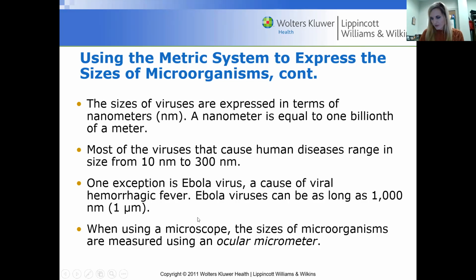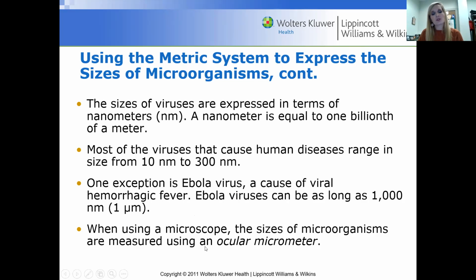The exception, as far as our viruses are concerned, is going to be the Ebola virus. If you're familiar with the Ebola virus, it can cause viral hemorrhagic fever. Those are actually a little bit bigger than your average virus. They can be as long as 1,000 nanometers, which is equivalent to 1 micrometer. So it's about the same size as your average coccus bacteria we talked about. But on average, viruses are significantly smaller than bacteria.